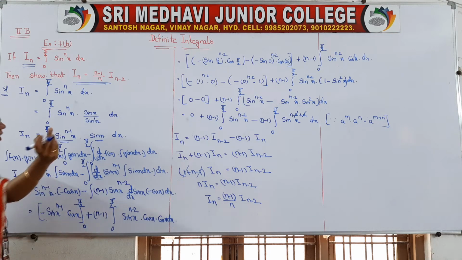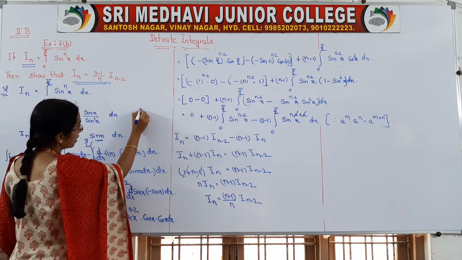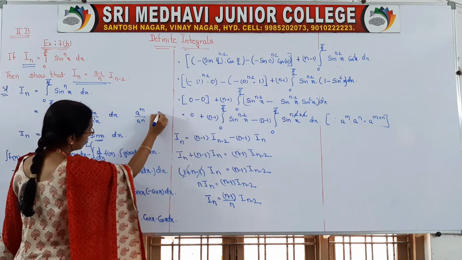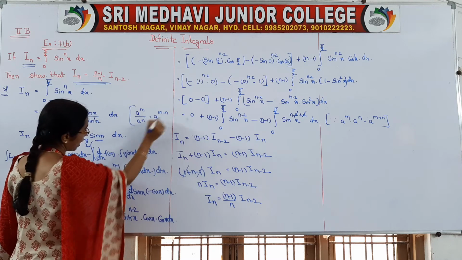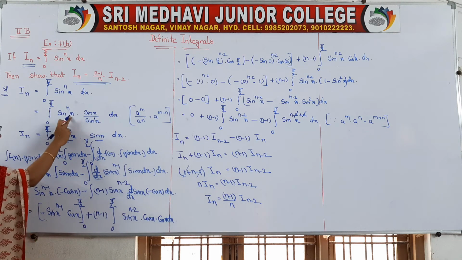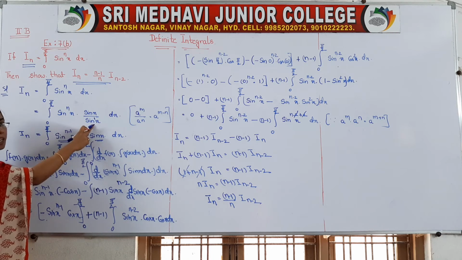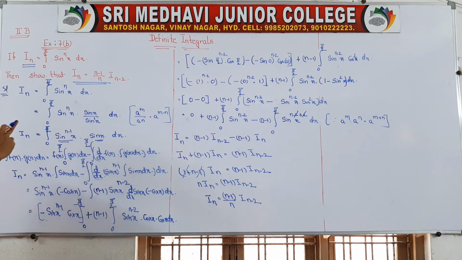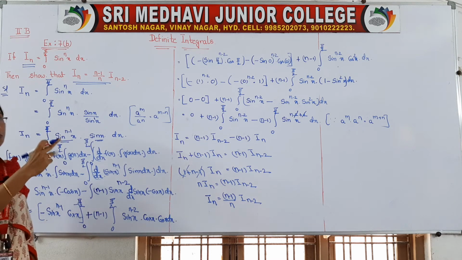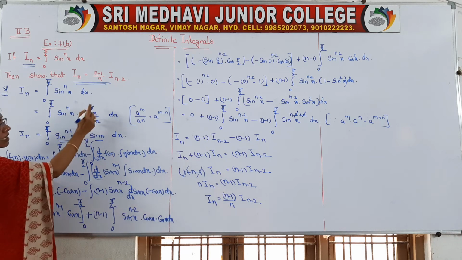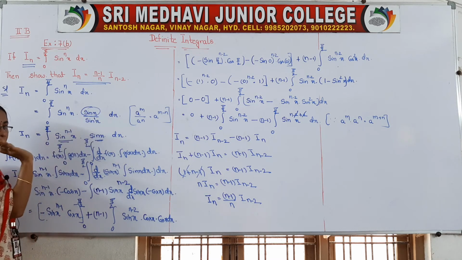Now there is one formula. What is that? a to the power of m by a to the power of n is equal to a to the power of m minus n. So same thing here, sin to the power of n x by sin x to the power of 1 is nothing but sin to the power of n minus 1 x. The a to the power of m by a to the power of n formula we applied there. Then this sin x comes as it is.